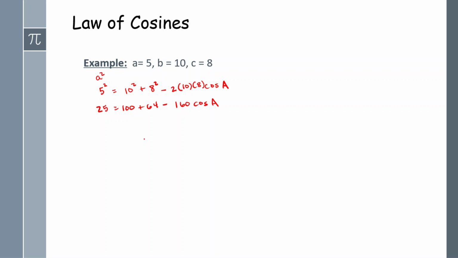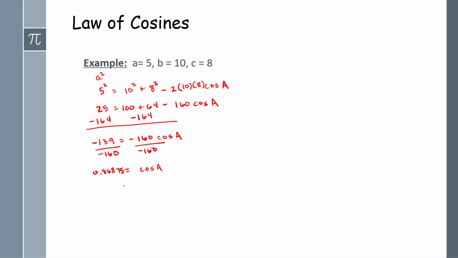So I just did the calculations first. So then I'm going to take this 164 and I'm going to subtract it to the other side. And 25 minus 164 is going to be negative 139. We're going to divide by the negative 160. And we get that the cosine of A is equal to 0.86875. I'll go ahead and leave all those decimal places out so that I don't have rounding error.